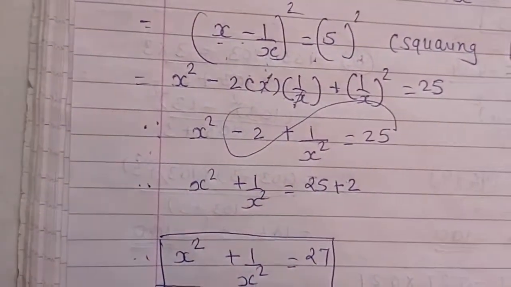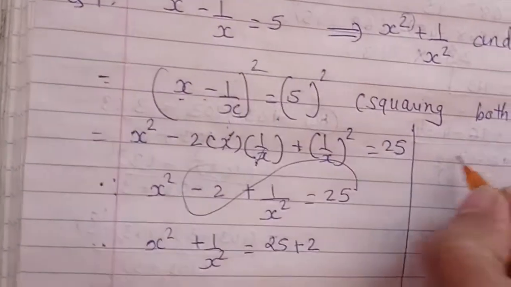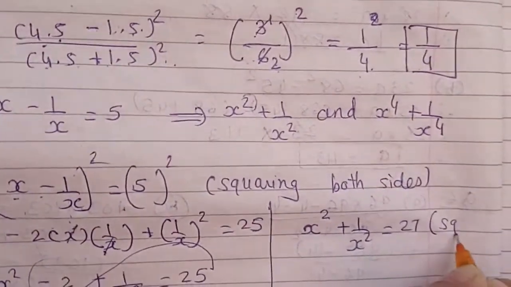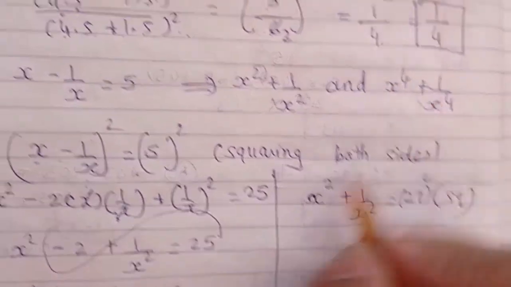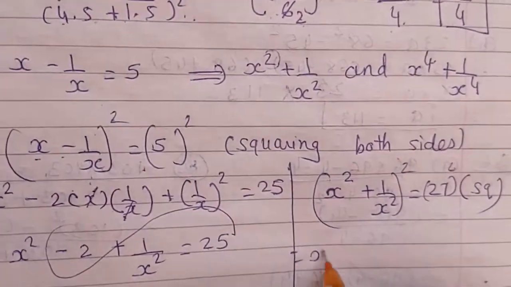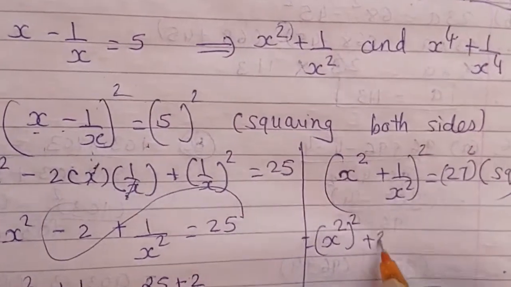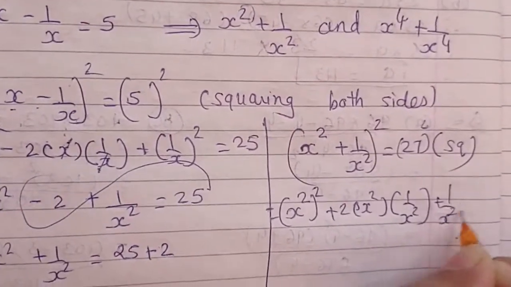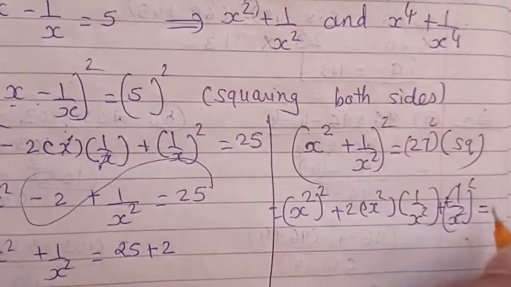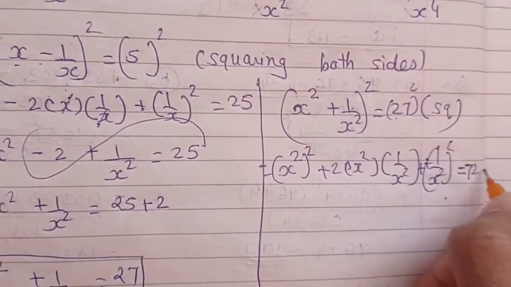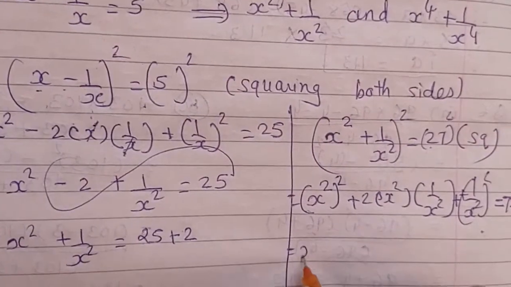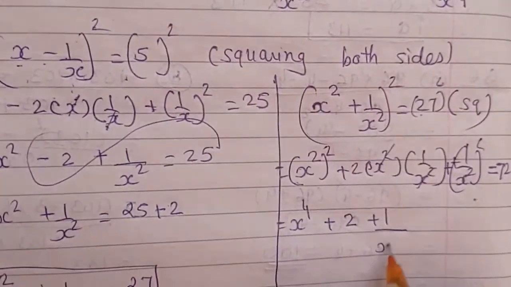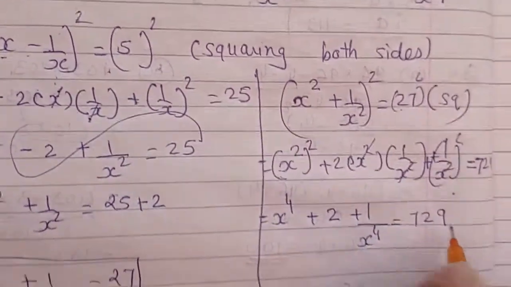Understood this much? Now from this we have to go for the other one. What is that? We have now x square plus 1 upon x square is equal to 27. Again we are squaring both the sides, because we want the fourth power now. So what will become: x square raised to square plus 2 into x square into 1 upon x square plus 1 upon x square whole square is equal to 27 square, which is 729. So we get x raised to 4, plus 2, plus 1 upon x raised to 4 is equal to 729.